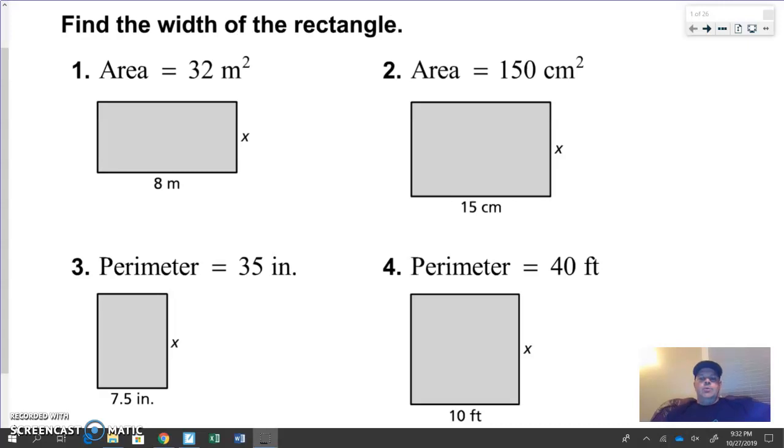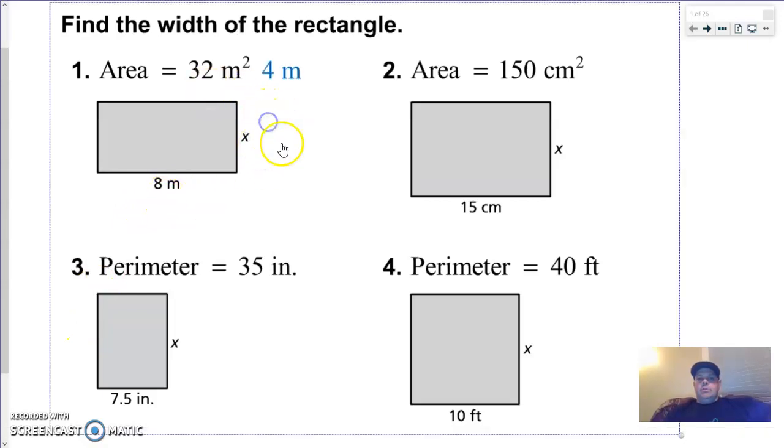Hopefully you've had time to finish up these warm-up problems. In the first one we have 8 times x equals 32. X is 4. In the second one we have 15 times x equals 150. X is 10. In this we have 2x plus 15 equals 35. Therefore, x is 10. In this one, we have 2x, because this is also x, plus 20, because this is also 10, equals 40. So in this problem, x also equals 10.